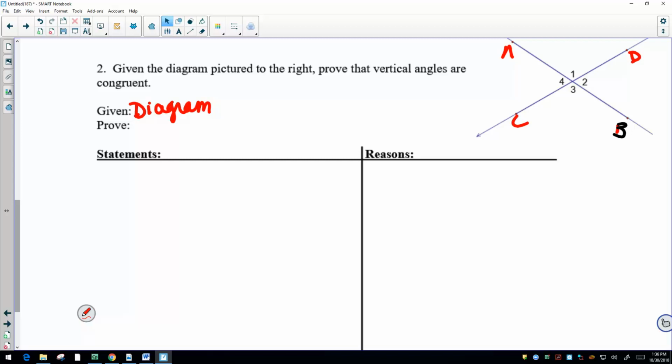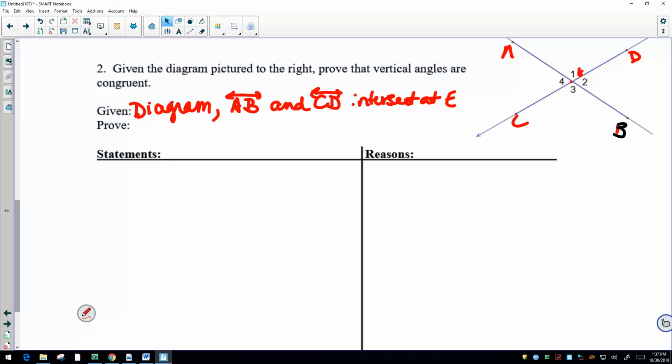And I could say we're given, instead of diagram, here's a different option. You could say line AB and line CD intersect at E, and maybe we could call that center point E. That's an option. Okay, and what are we proving? It says prove that vertical angles are congruent.